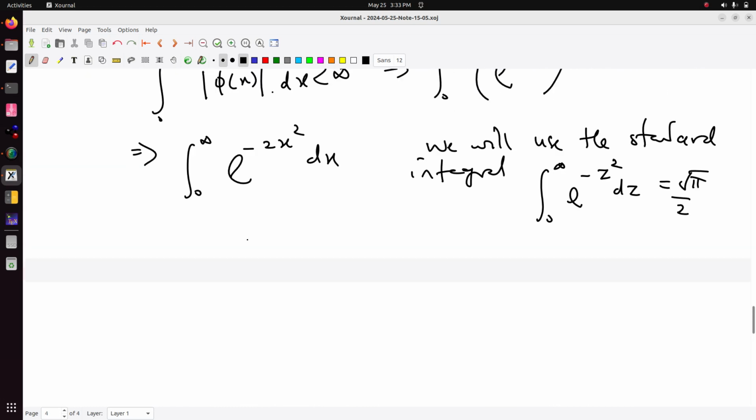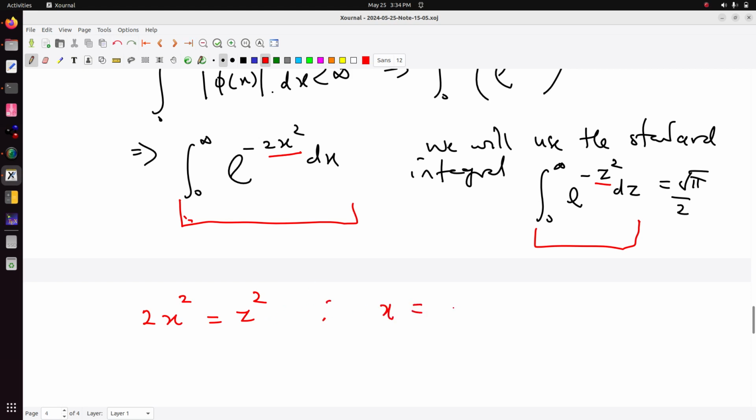If you compare these two, you can see that 2x squared equals z squared. Then what will be x? So x squared will be z squared over 2, then x will be the square root of z divided by 2. It means anywhere we see 2x squared, we replace it by z squared, and anywhere we see x, we replace it by root z over 2.